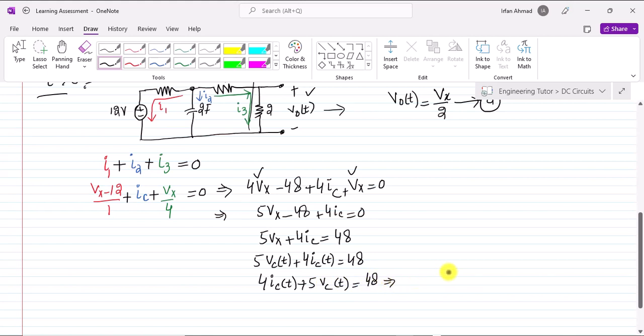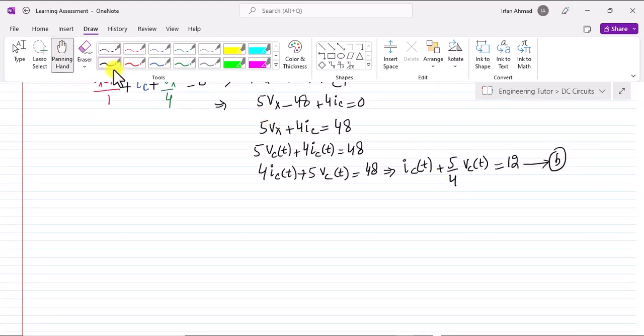Or dividing both sides by 4, Ic of t plus 5 by 4 Vc of t equal to 12. Now this is my equation, and let me call it equation B. In this equation B, I can very easily see that for the capacitor, the value of Ic of t is always equal to C dVc(t) divided by dt.